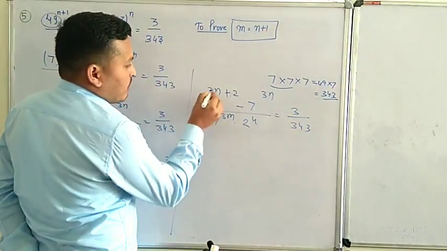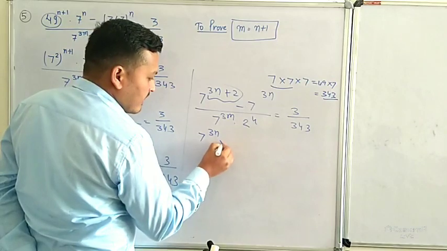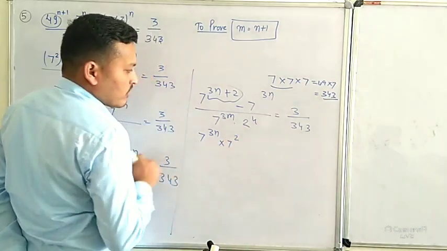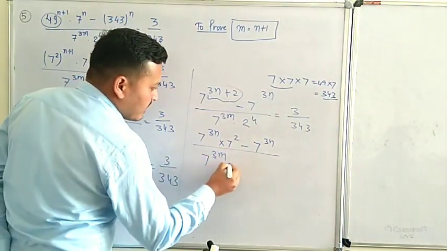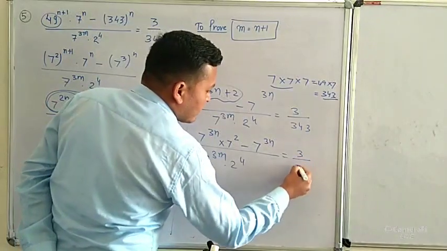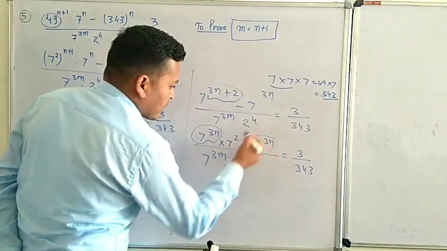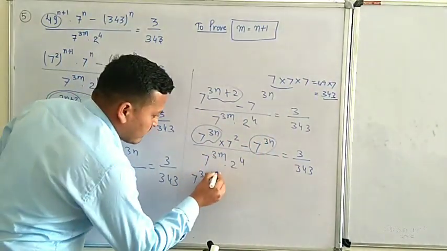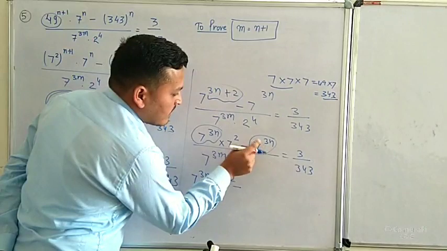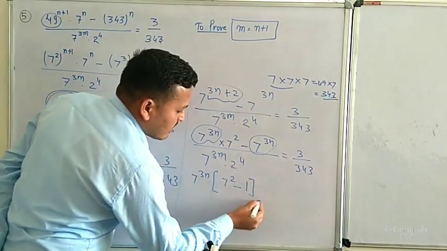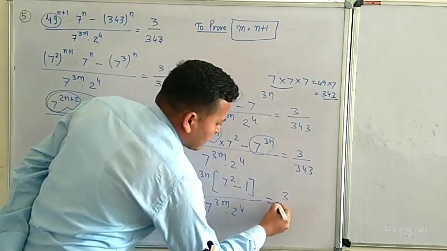Okay, 7 to the power 3n plus 2, break it into two parts. So this we can write 7 to the power 3n into 7 to the power 2, minus 7 to the power 3n, and whole upon 7 to the power 3m into 2 to the power 4 equal to 343. Okay, now we can take 7 to the power 3n common out. So when 7 to the power 3n is common out, then 7 square minus 1, common means we divide by 7 to the power 3n, so 1 is left, and upon 7 to the power 3m into 2 to the power 4 is equal to 3 upon this one.